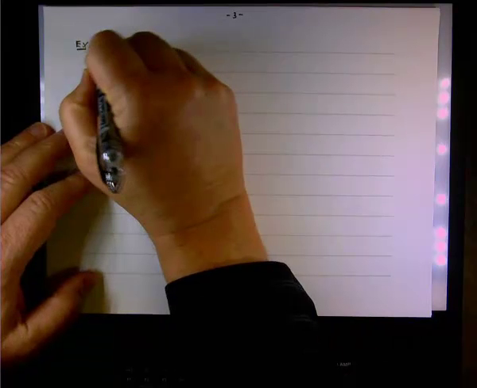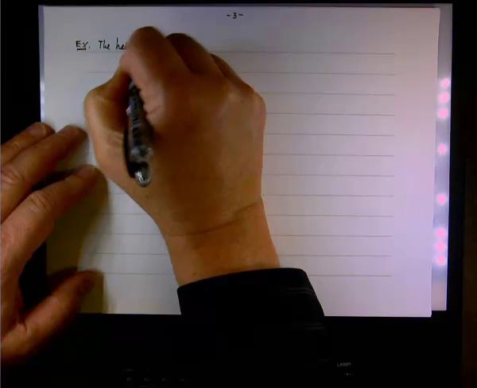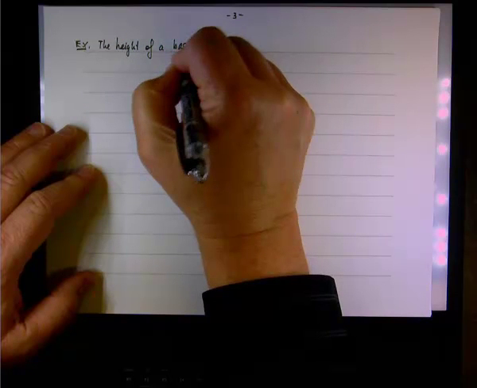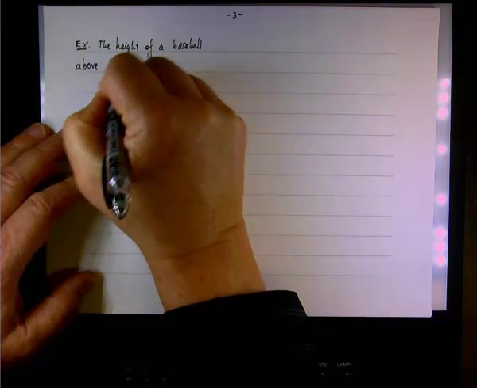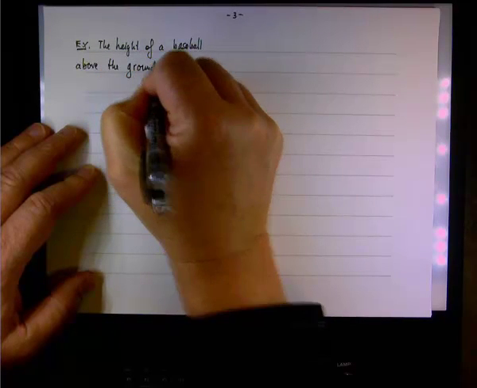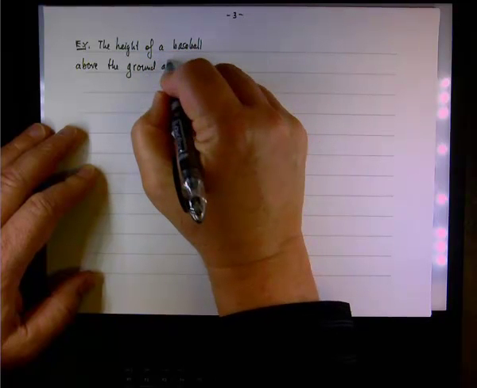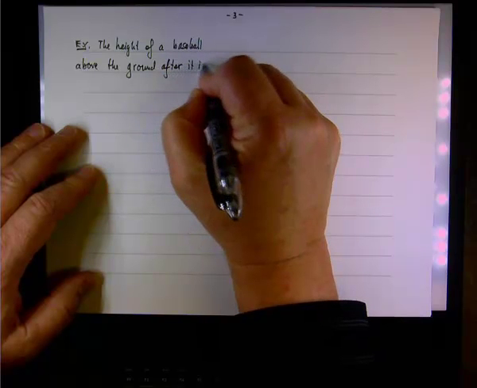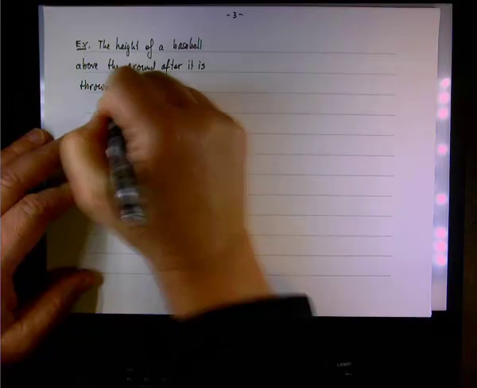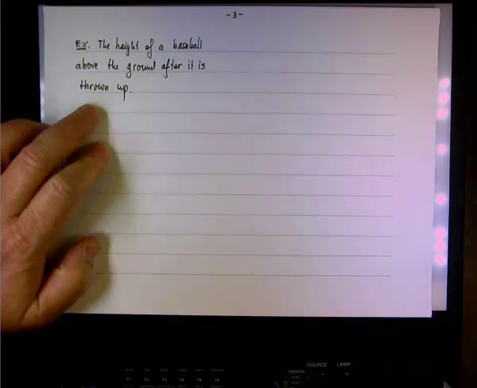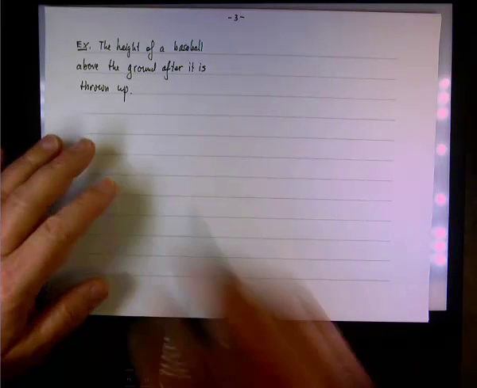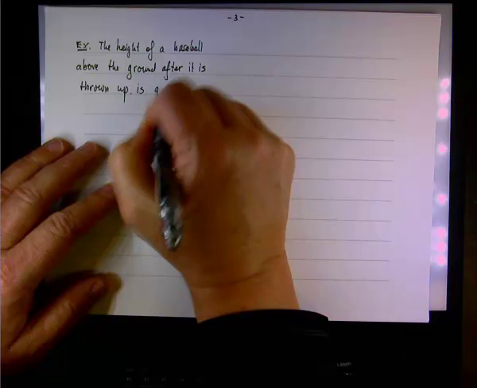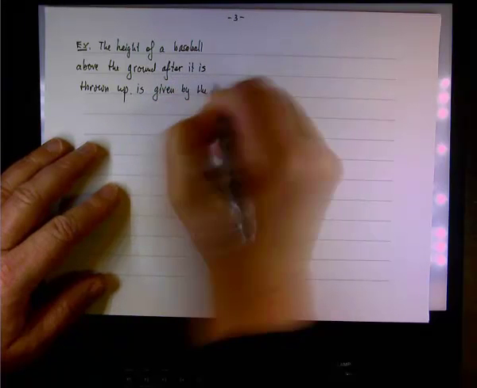So the height of a baseball above the ground after it is, I'm hesitating to write the following, thrown up. I know that perhaps grammatically it's correct, but after thrown up, that sounds nasty, kind of, isn't it? Is given by the following table.